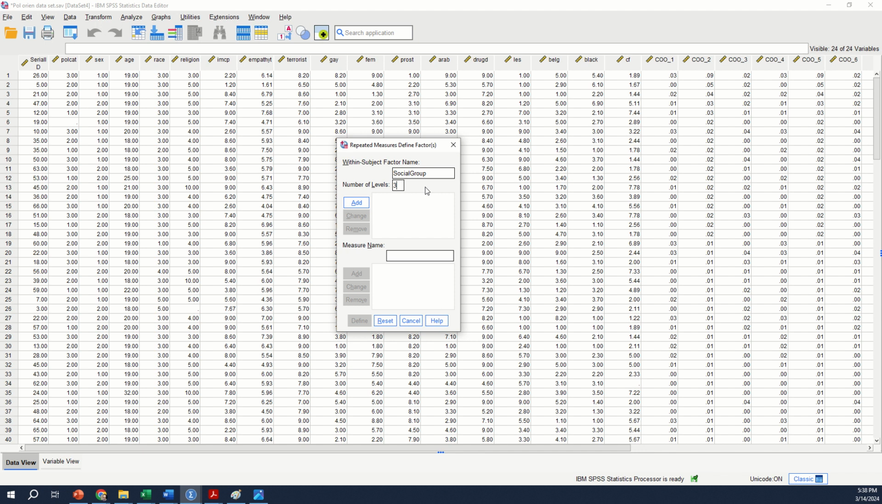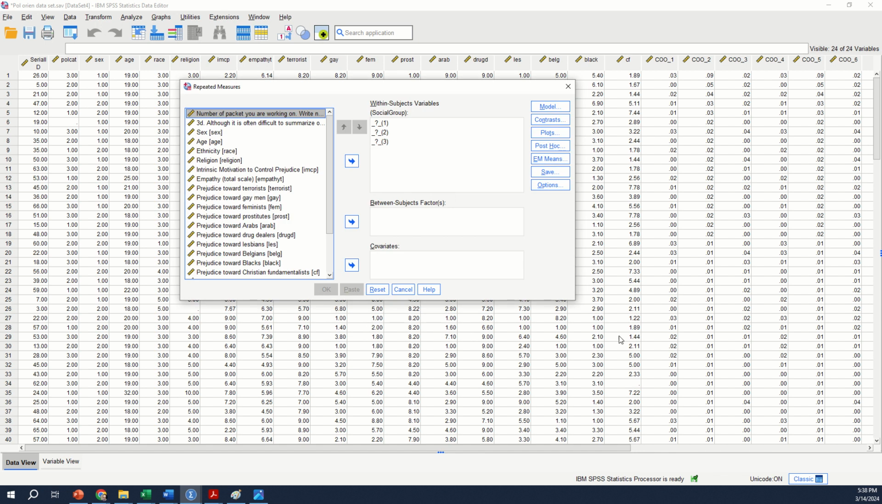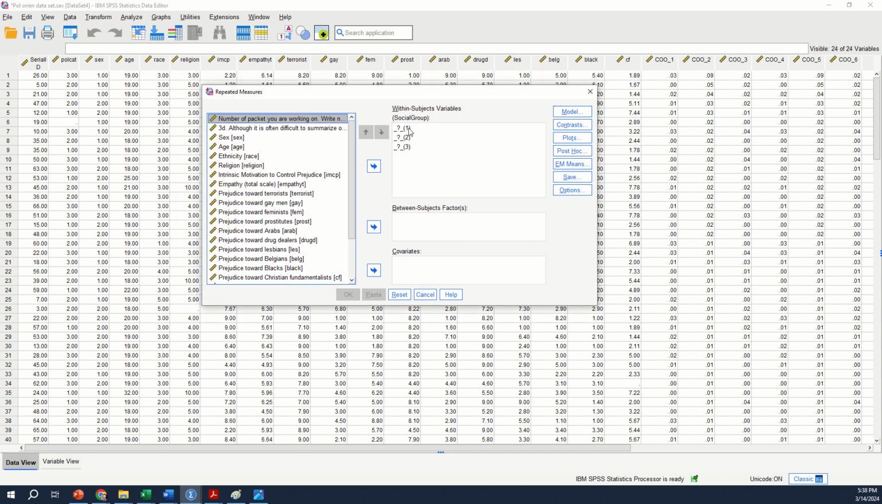If you remember, towards the beginning of the semester when we talked about counting the number of categories, sometimes levels is used. In this case, levels refer to the number of outcomes that we're looking at. And then we will click Add, and then we'll click Define. And then you can see question marks here for the 3 different outcomes. And so we're going to move prejudice towards feminists, prejudice towards prostitutes, and prejudice towards lesbians over to the within subjects variables box.